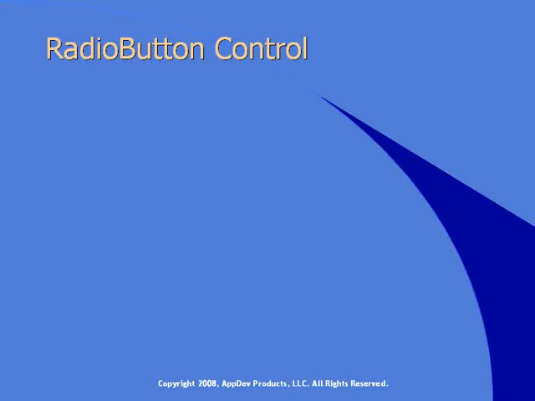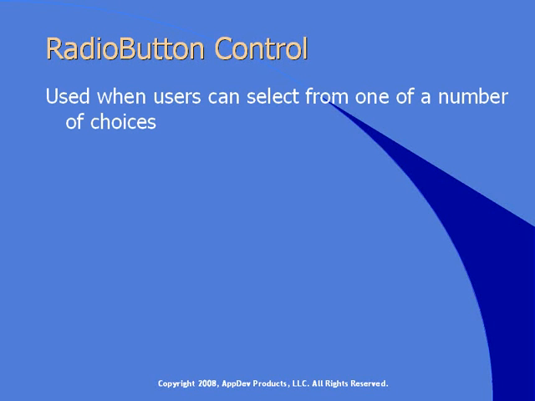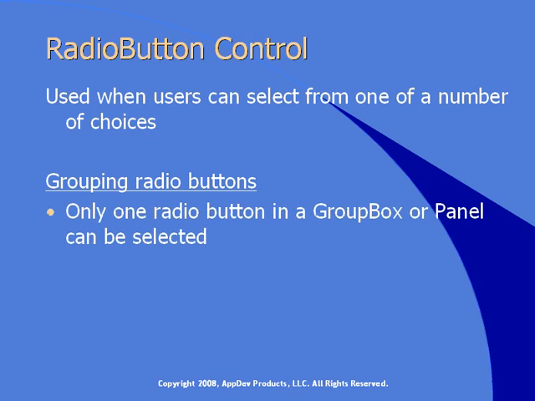The radio button is similar to the checkbox with one difference. You'll use a radio button when there are a number of choices that can be made. So with a checkbox, it's typically either yes, no, true, false, okay, not okay. But you'd use a radio button when there are more than two choices. You'll typically group radio buttons, and for that, you'll use the group box control or a panel control. So you'll add a number of radio buttons into the group box or the panel, and then one of them can be selected at a time.